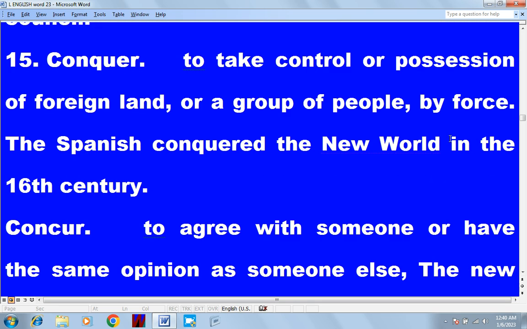Conquer, C-O-N-Q-U-E-R, conquer, to take control or possession of foreign land or a group of people by force. The Spanish conquered the New World, or the United States of America, in the 16th century.